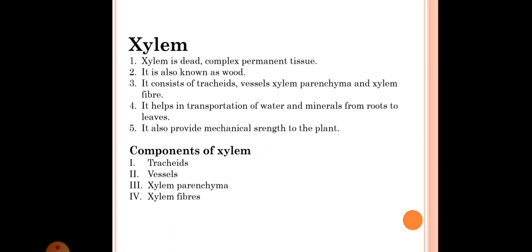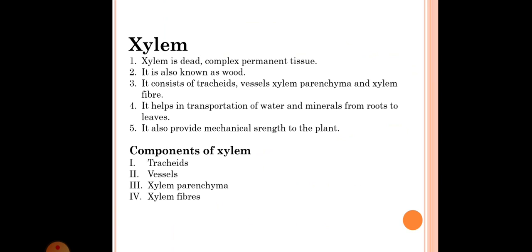Xylem is a dead complex permanent tissue. It is also known as wood. It consists of tracheids, vessels, xylem parenchyma, and xylem fiber. It helps in transportation of water and minerals from root to leaves. It also provides mechanical strength to the plant. Next, the components of xylem.